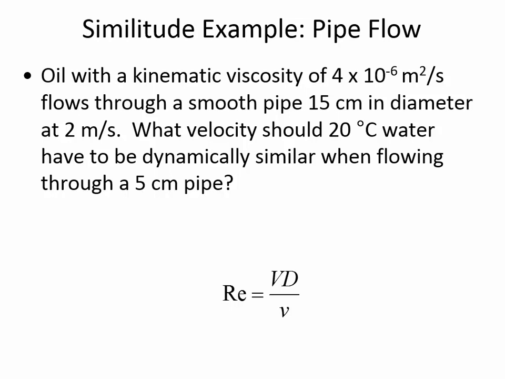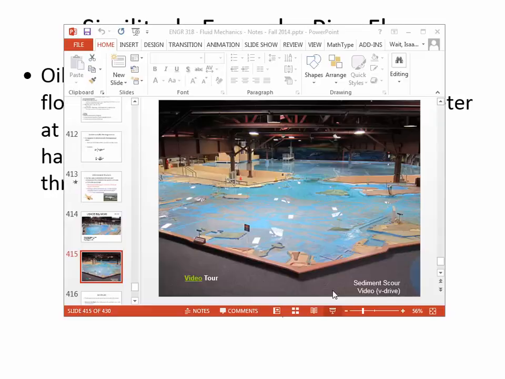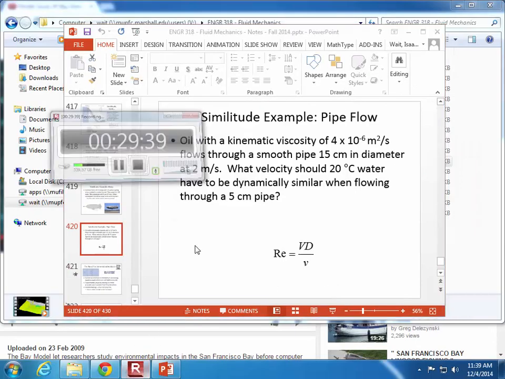I'd like you to try this on your own, making the Reynolds number match. Okay, we've got water flowing through pipes. Oil is flowing through a smooth pipe that has a diameter of 15 centimeters, and we want to know if we were going to try and model a water pipe, a 5-centimeter water pipe, with this oil pipe, then what velocity is it going to be going through the water pipe? What's the equivalent velocity? So I will stop talking and give you a chance to calculate that.